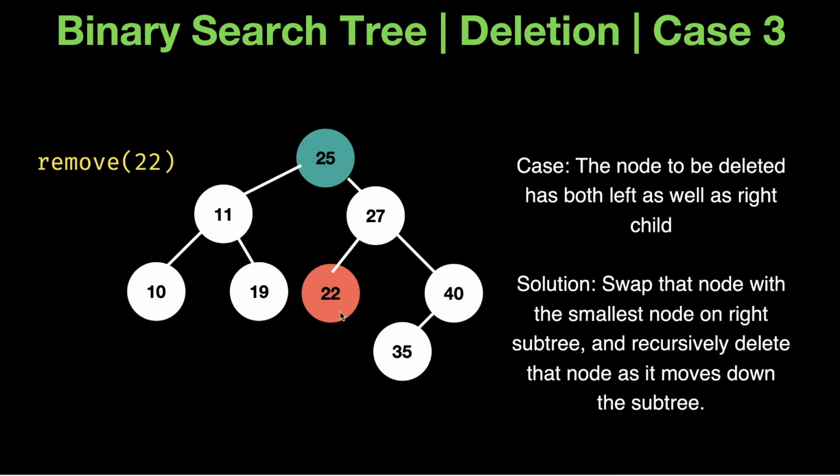Now we will again try to delete 22, but in this case this will reduce down to the first case. If you remember, this does not have left child, right? So we can safely delete this and then we are done.